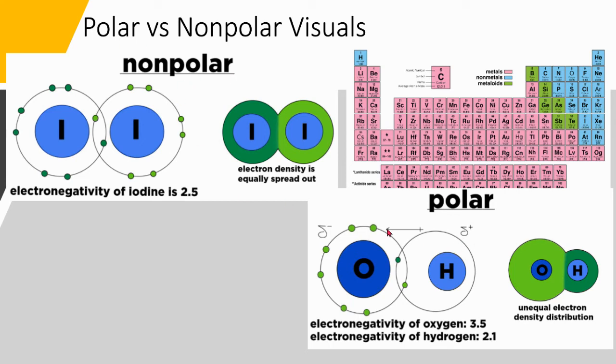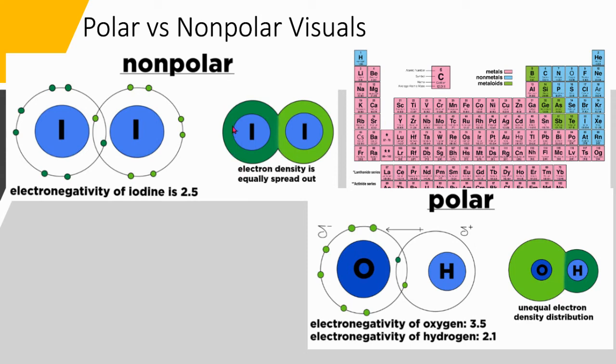So nonpolar and polar. So in nonpolar, you can see that we have I, and they're both going to hold these electrons about as close to each other. There's not going to be one that's holding it way closer than the other, right? And so they're not going to have any charges on them.